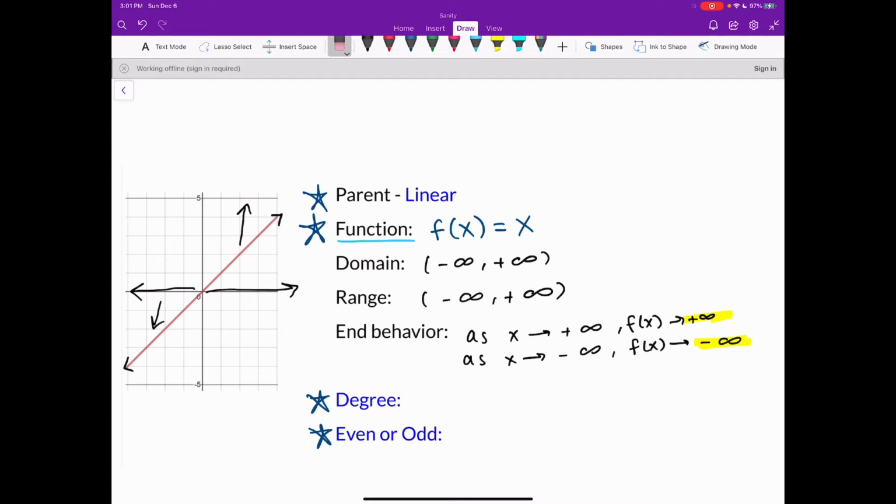One thing I want you to notice about these end behaviors is that the ends are different. It doesn't matter if x is going to positive or negative infinity, the ends of my function are going in different directions. On one side, we're going up. On the other side, we're going down.